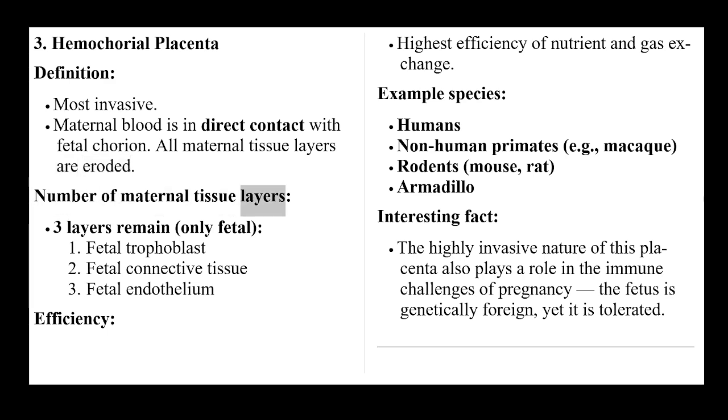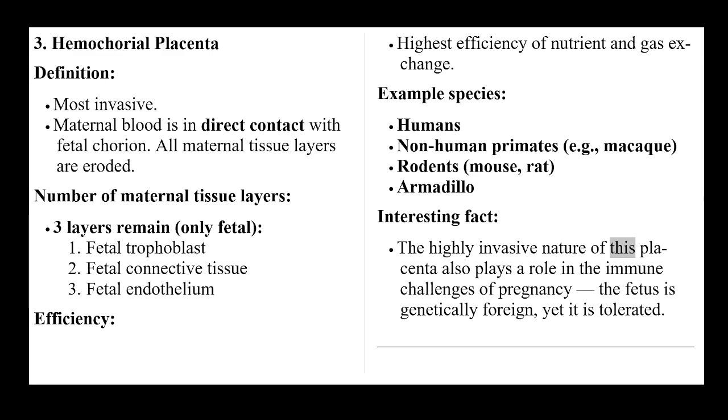Number of maternal tissue layers: 3 layers remain, only fetal. Fetal trophoblast, fetal connective tissue, fetal endothelium. Efficiency: highest efficiency of nutrient and gas exchange. Example species: humans, non-human primates, for example macaque, rodents, mouse, rat, armadillo.